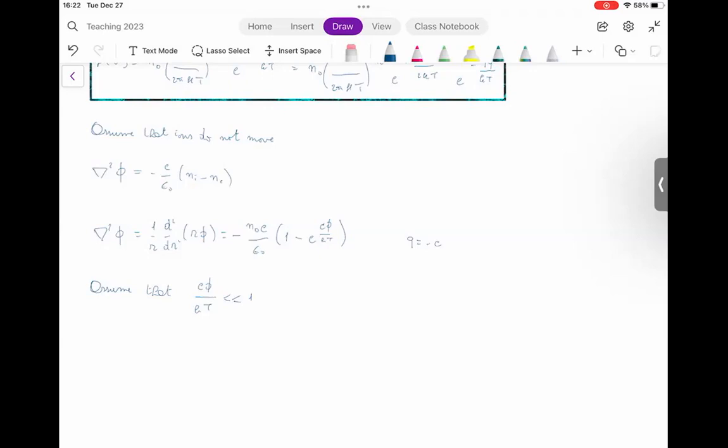Okay, then what happens? Well, if I make that assumption, I can, let's make a nice arrow here, I can Taylor expand this quantity here, this exponential. It is not going to be too hard. It goes to 1 plus e phi over kT.